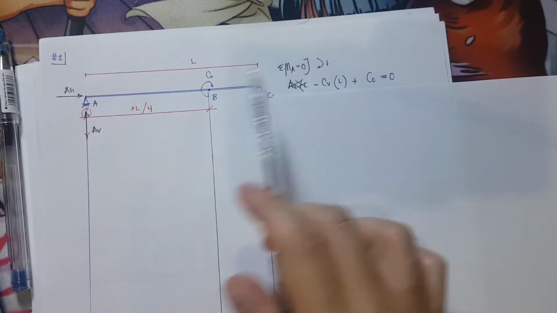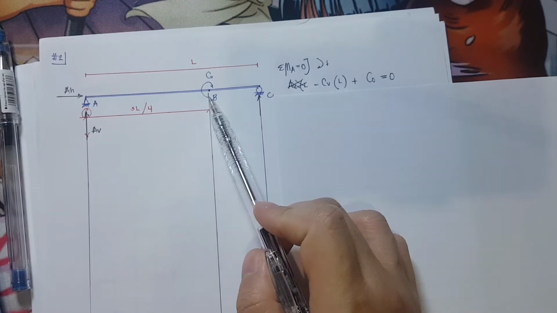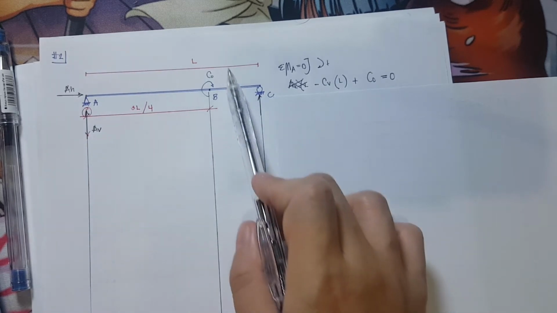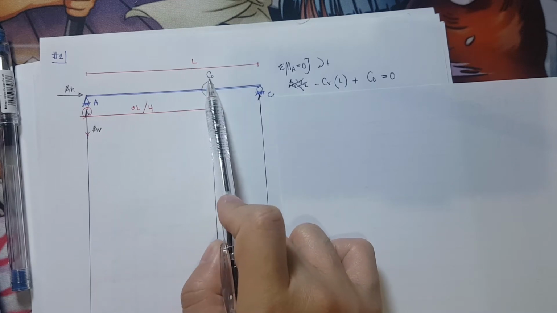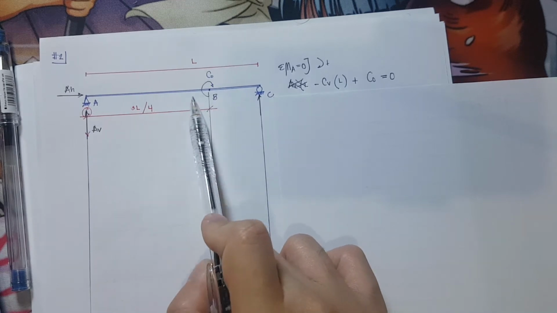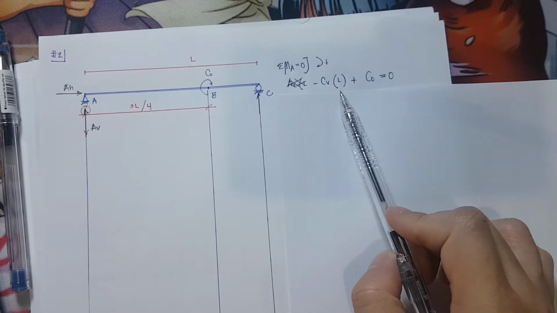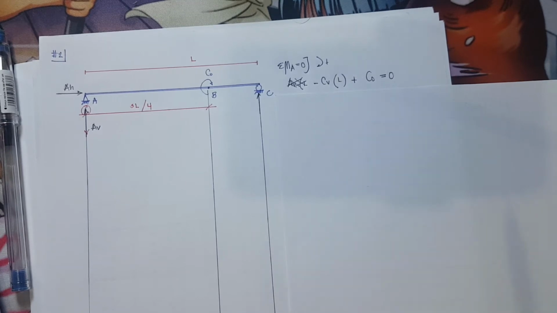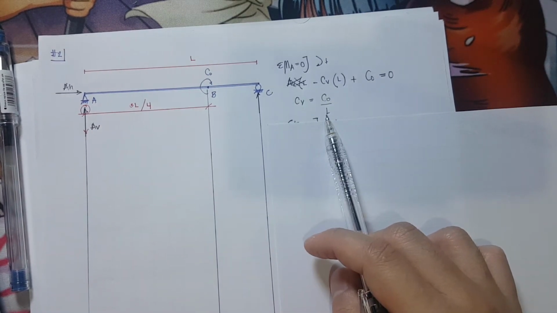So to get the reaction, summation of moment at A, all forces that are rotating clockwise should be positive. So I have here negative C rotating in a counterclockwise with a lever arm of L, plus C₀, because it is rotating in a clockwise manner, is equivalent to 0. Transpose this to the other side of the equation to make it positive. Then C is equivalent to C₀ over L. So C vertical is C₀ over L.